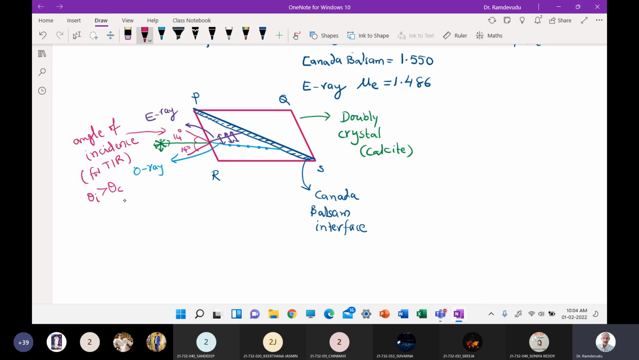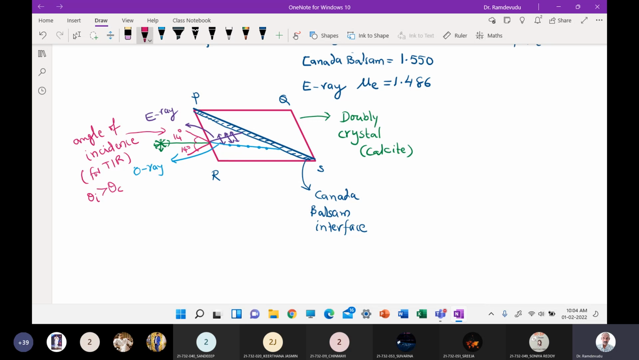That is the first part. To get total internal reflection, there are two conditions. One condition is that the angle of incidence should be greater than the critical angle, which we have followed here by taking the angle of incidence of 14 degrees, limited to it, so it definitely strikes at an angle greater than the critical angle. And the second part is that it has to move from an optically denser medium to an optically rarer medium.